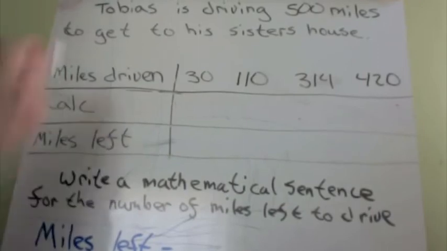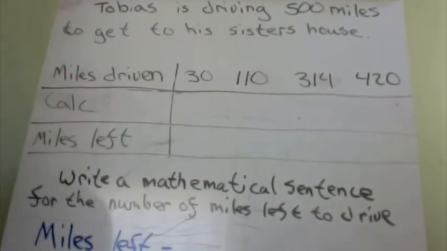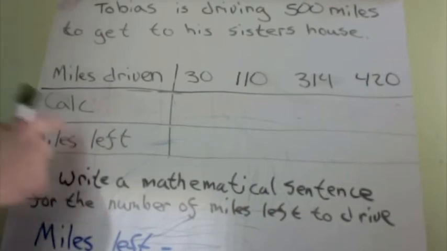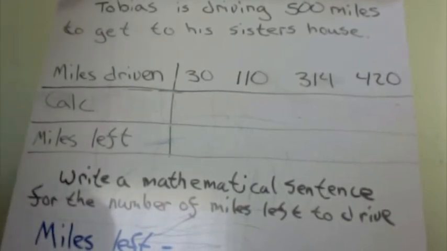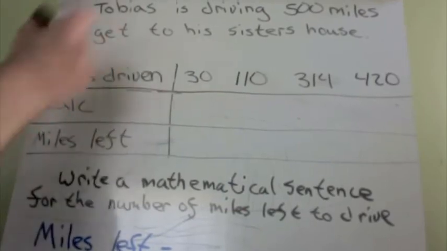So in this particular instance, we've got Tobias here, who's driving 500 miles to get to his sister's house. And our objective is to figure out how many miles we have left. Okay, maybe we've got kids in the background screaming, "Are we there yet? Are we there yet?" So we want to give them an accurate depiction of how far we need to go. So we're going to make this calculation.